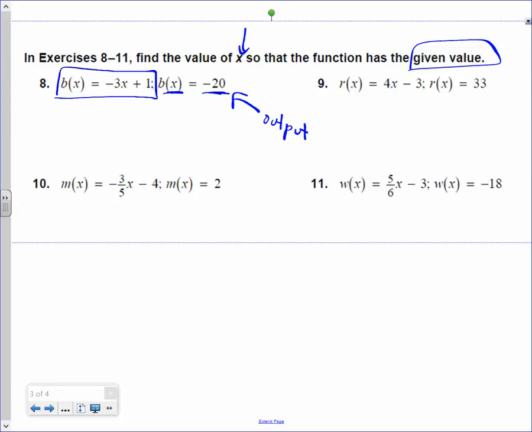Well, let's rewrite the function, but instead of writing the output b of x, I'll replace b of x with negative 20. Watch this. Negative 20 equals negative 3x plus 1. Look at that. I replaced b of x with what b of x is. B of x is negative 20. Okay, so let me rewrite this whole function. Instead of writing b of x, I replace it with negative 20.